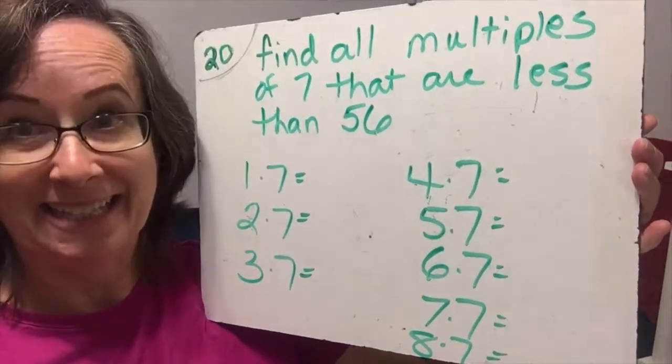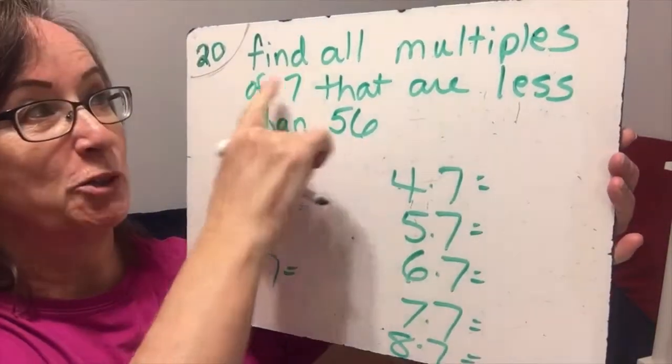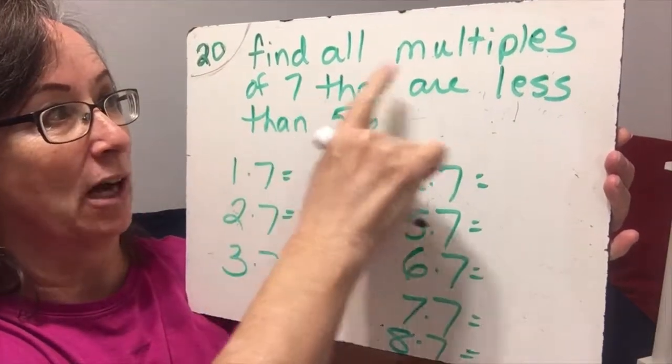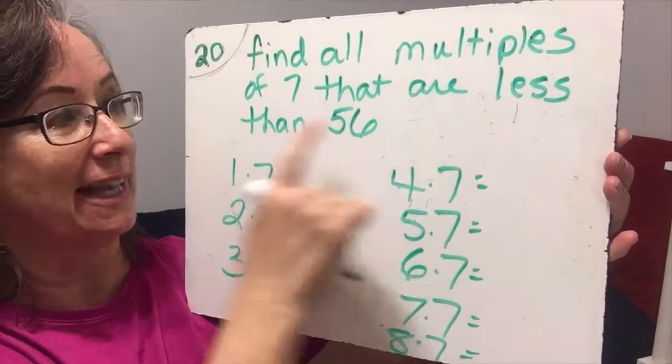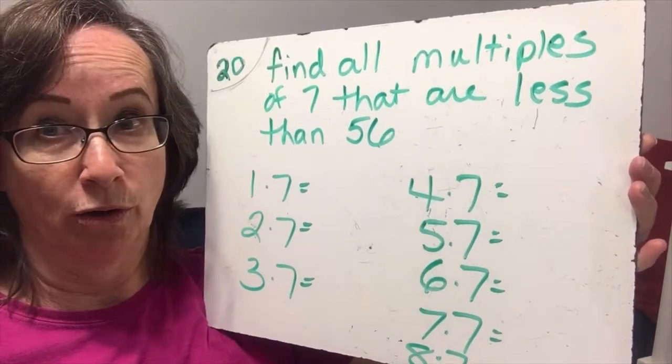On this example, or this one is actually one of your practice problems, I want you to read the practice problem, find all the multiples of 7 that are less than 56, and then pause your video.